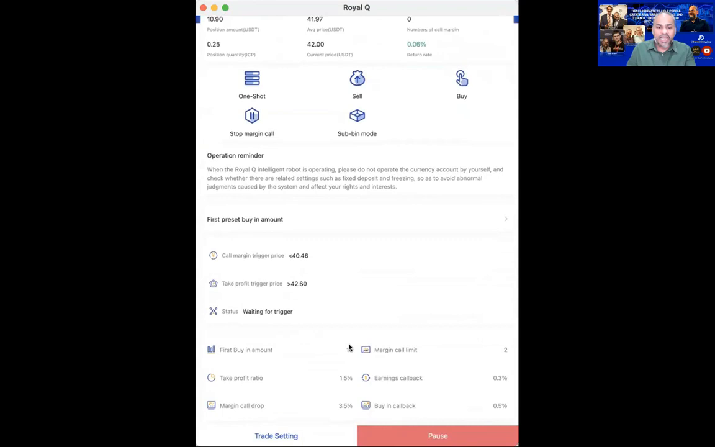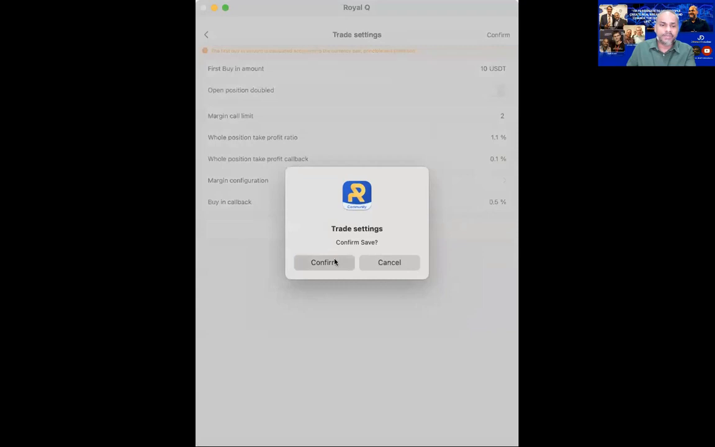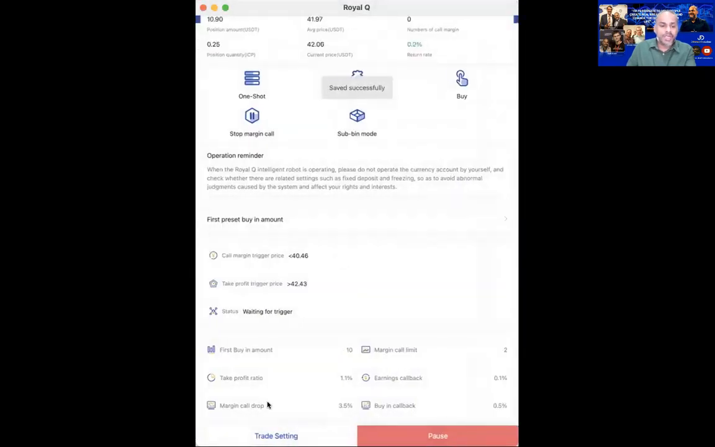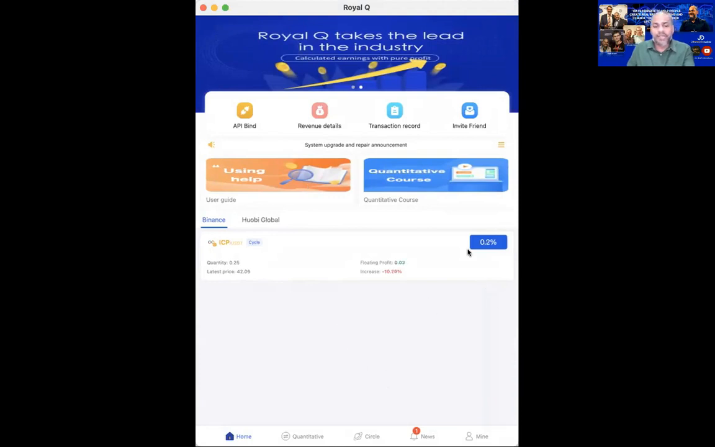You can see over here, right? My profit taking should be around 1.1%. So let me change that to 1.1, and my callback will be 0.1. Let me confirm this once again. All right, now you can see, let's get back. I have this trade, and if it hits 1.1% and calls back 0.1, I will then take the profit and come out.